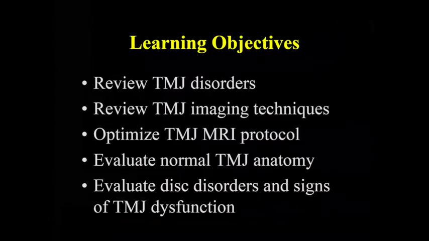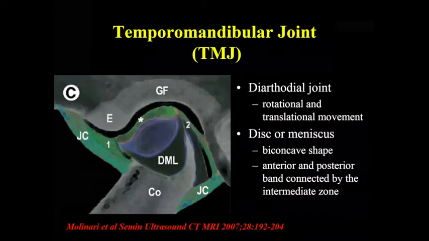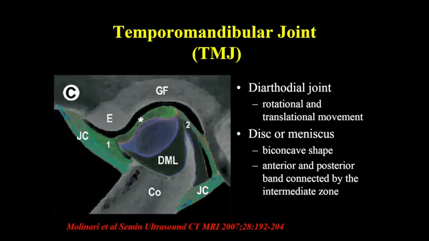Learning objectives for my talk. The temporomandibular joint is a synovial joint between the condyle and glenoid fossa. It's a diarthrodial joint. It has rotational and translational movement. The disc or meniscus is biconcave in shape. It's composed of an anterior and posterior band connected by the intermediate zone. The disc divides the joint into two compartments.